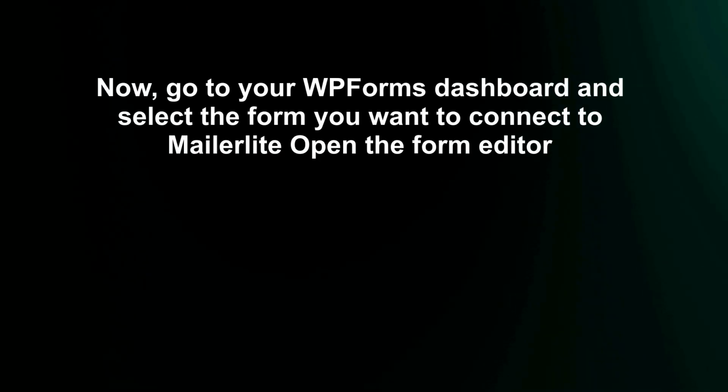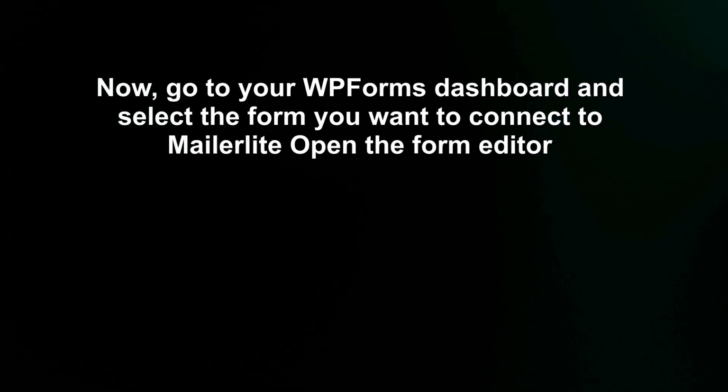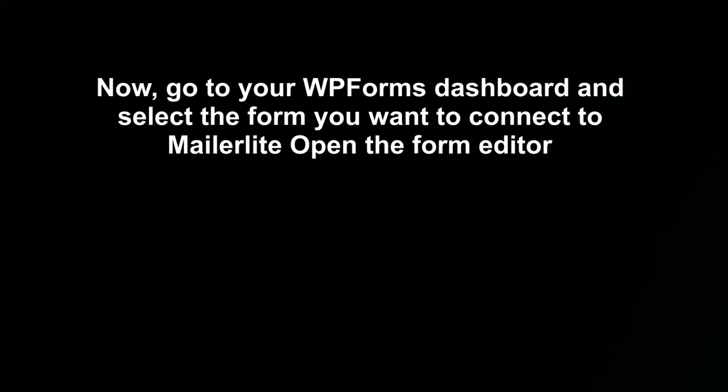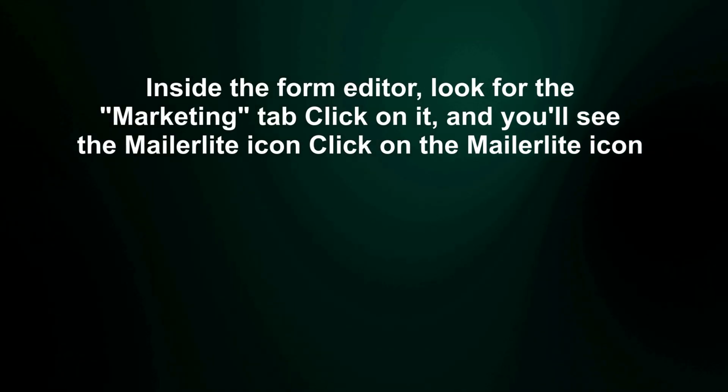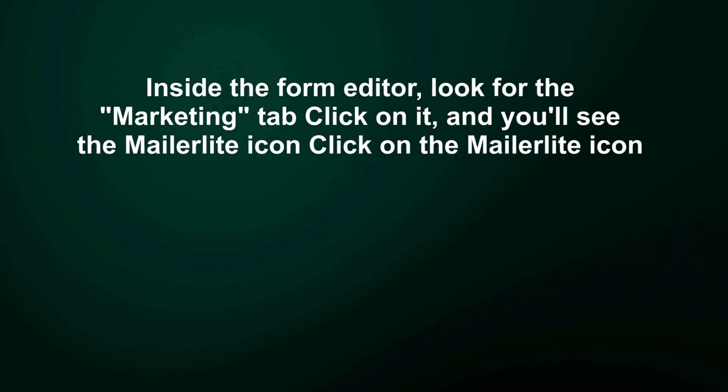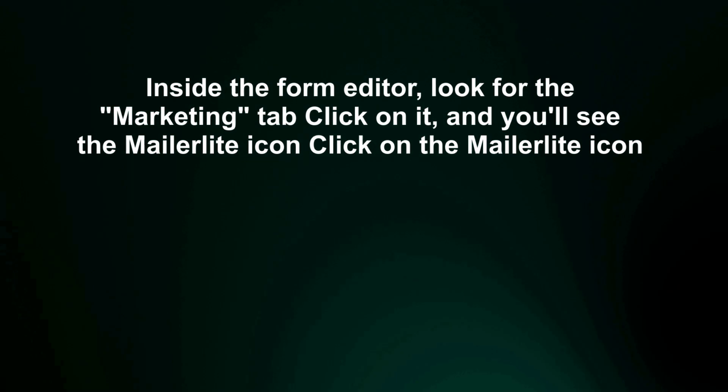Now, go to your WPForms dashboard and select the form you want to connect to MailerLite. Open the form editor. Inside the form editor, look for the Marketing tab. Click on it, and you'll see the MailerLite icon. Click on the MailerLite icon.